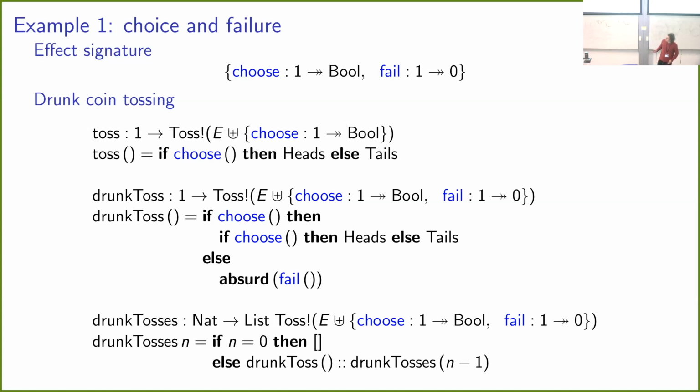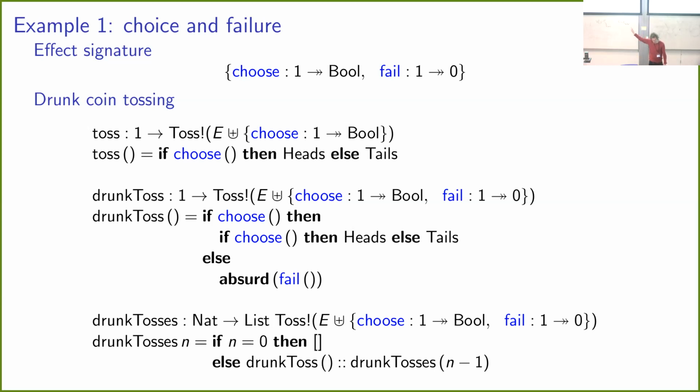But we might have a drunk person trying to toss a coin. I guess I'll be that drunk person. If I'm lucky, I manage to catch it, but no, I'm drunk, I dropped the coin, so there's no result there at all. That's what is happening in that fail branch.